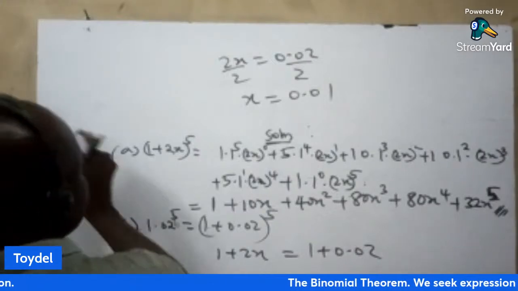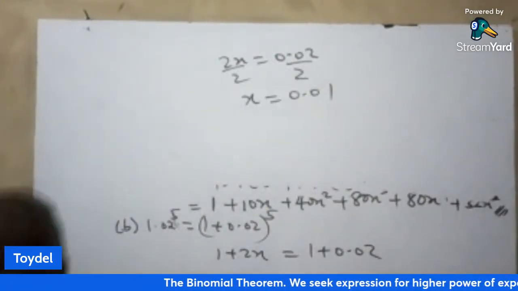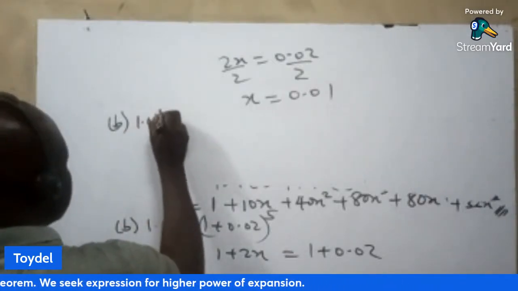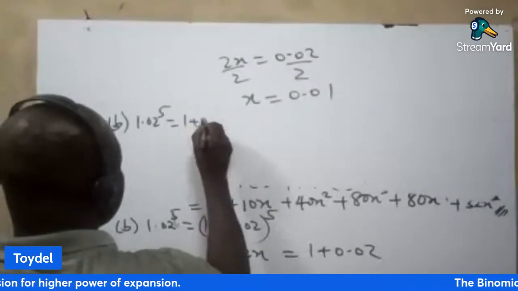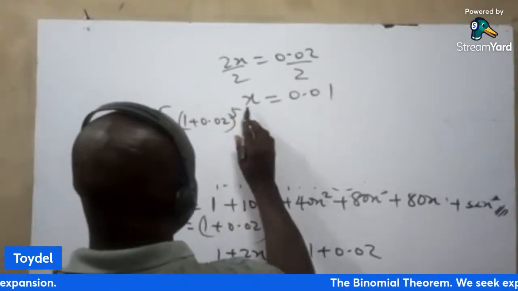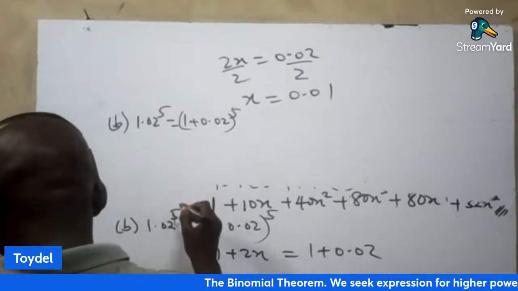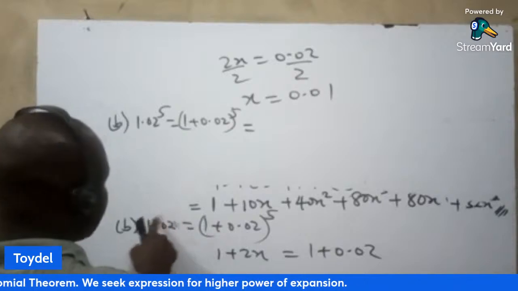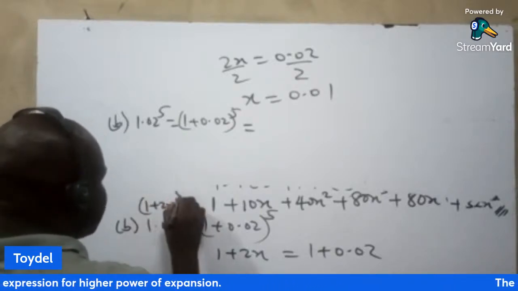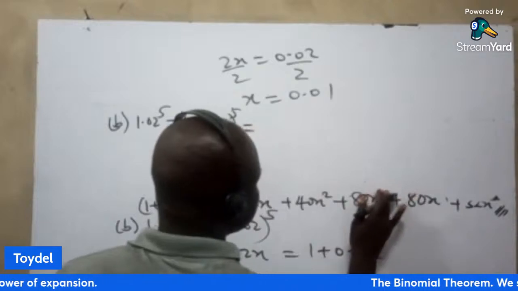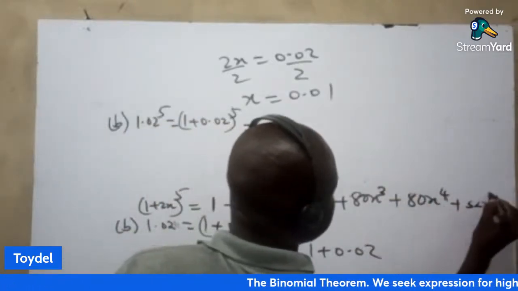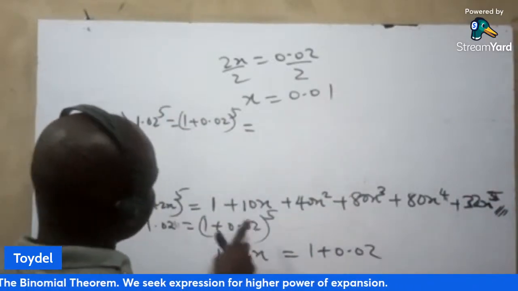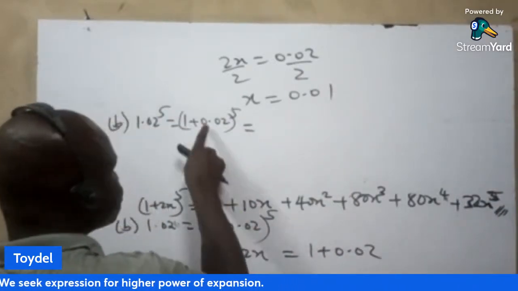Then how do I simplify what I'm given? So I will now say 1.02 raised to power 5 is equal to 1 plus 0.02 raised to power 5. Of course, I know that x is 0.01. I will now write the answer. This will be equal to the final answer that I have for 1 plus 2x raised to power 5. This is the expression, with 32 as the last coefficient. I'll just write out the expression. Wherever I have x here, I'll change it to 0.01.